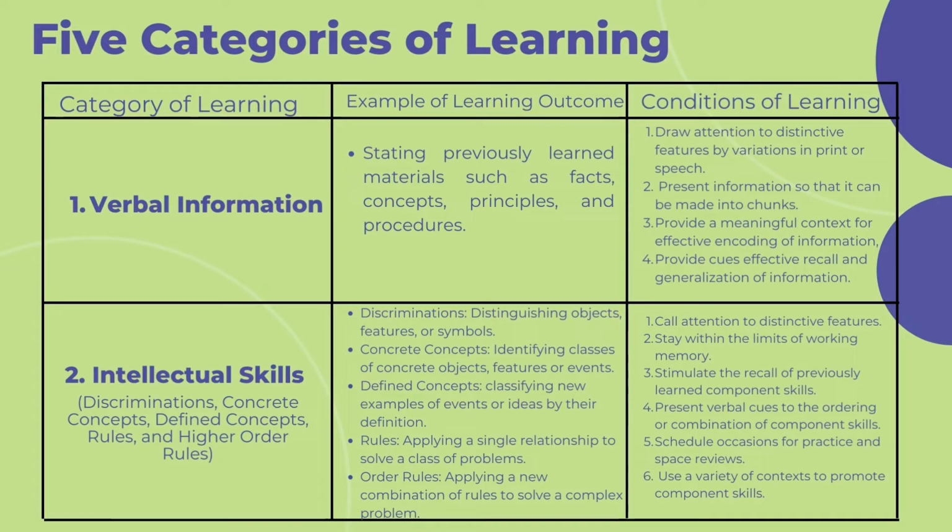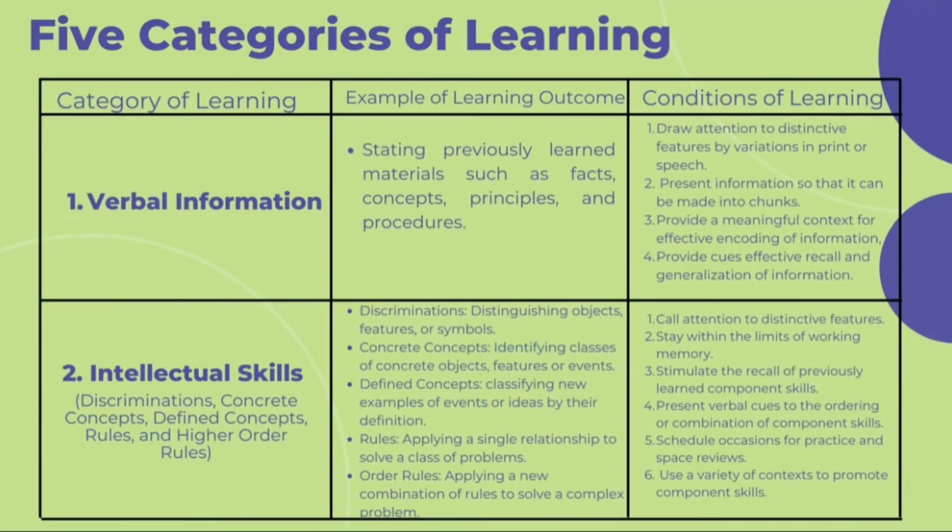Third is defined concepts. Classifying new examples of events or ideas by their definition. For example, noting that "she sells seashells" is an alliteration. Fourth is rules. Applying a single relationship to solve a class of problems. For example, computing the average monthly income of a company.